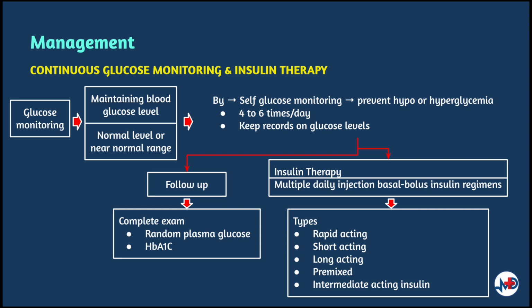When it comes to insulin therapy, that remains as the mainstay therapy for type 1 diabetes mellitus. Multiple daily injection basal-bolus insulin regimens are suggested as the regimen of choice for adults with type 1 diabetes. Few types of insulin are available, such as rapid-acting, short-acting, long-acting, premixed, and intermediate-acting insulin. Commonly, insulin pump will be provided together with education of the usage technique to the patient.